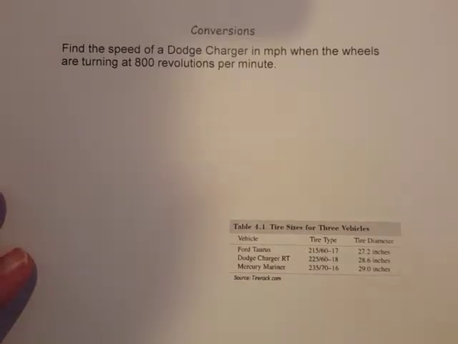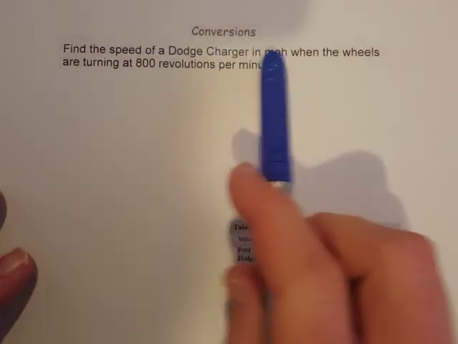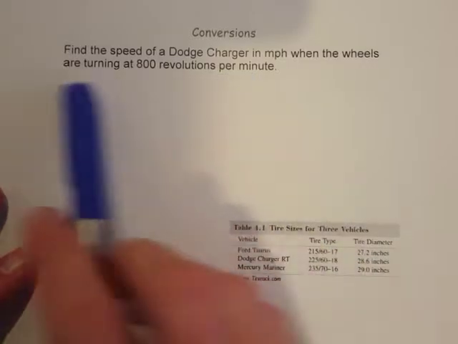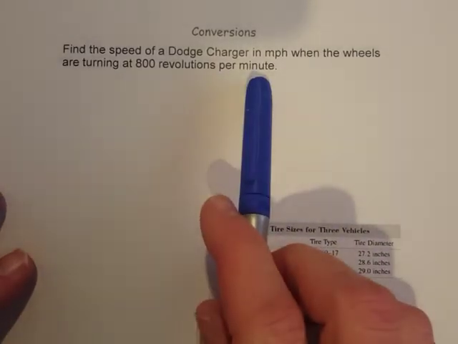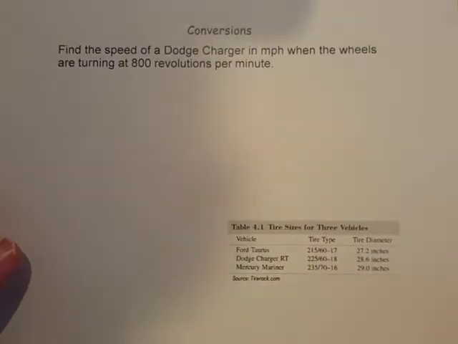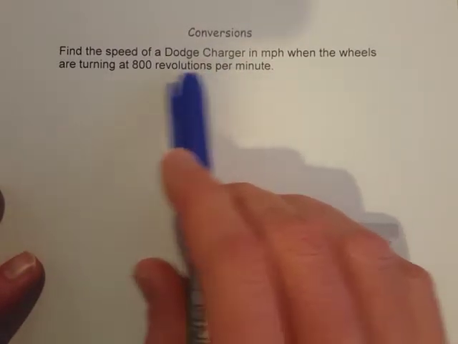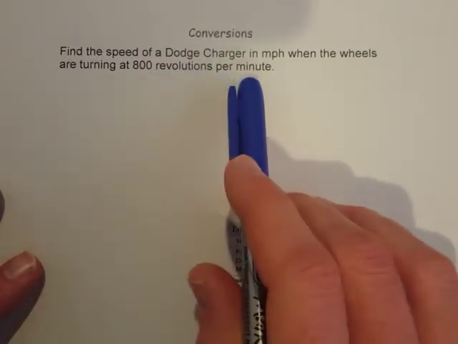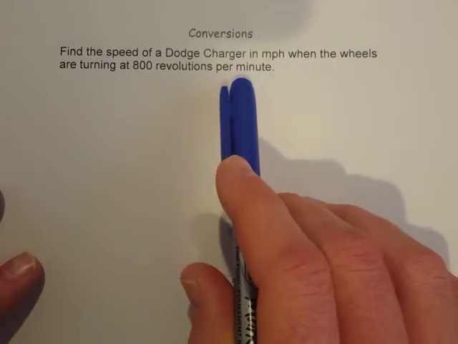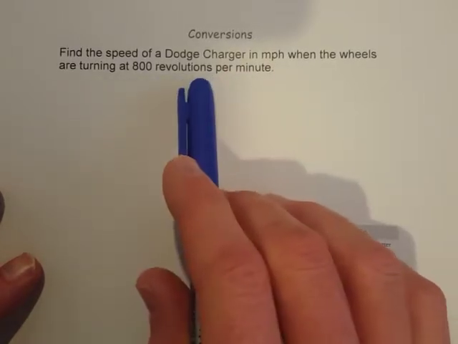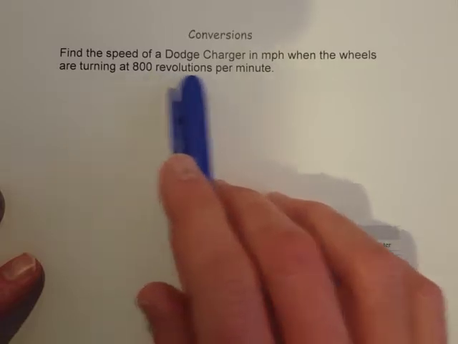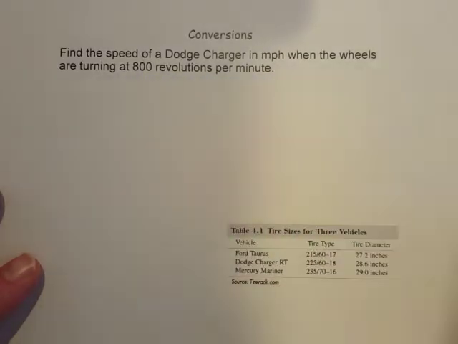It says to find the speed of a Dodge Charger in miles per hour when the wheels are turning at 800 revolutions per minute. Now, just for you car people out there, just know that this is not talking about engine speed. This is revolutions per minute for the wheels. So you might be thinking that that's super slow, but we're not talking about a tachometer. We're talking about the actual wheel itself. So that's where it's a little bit different here.